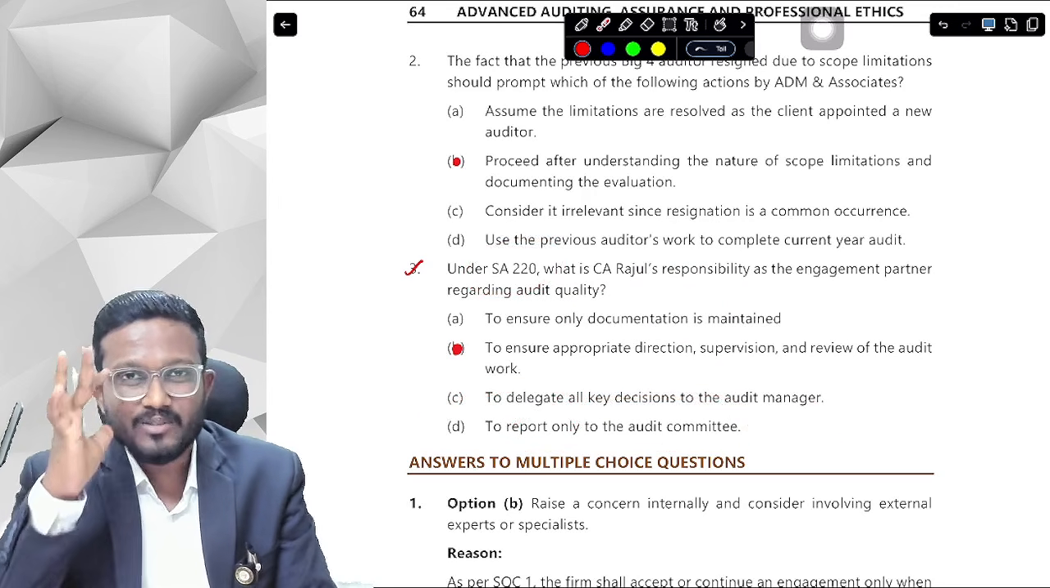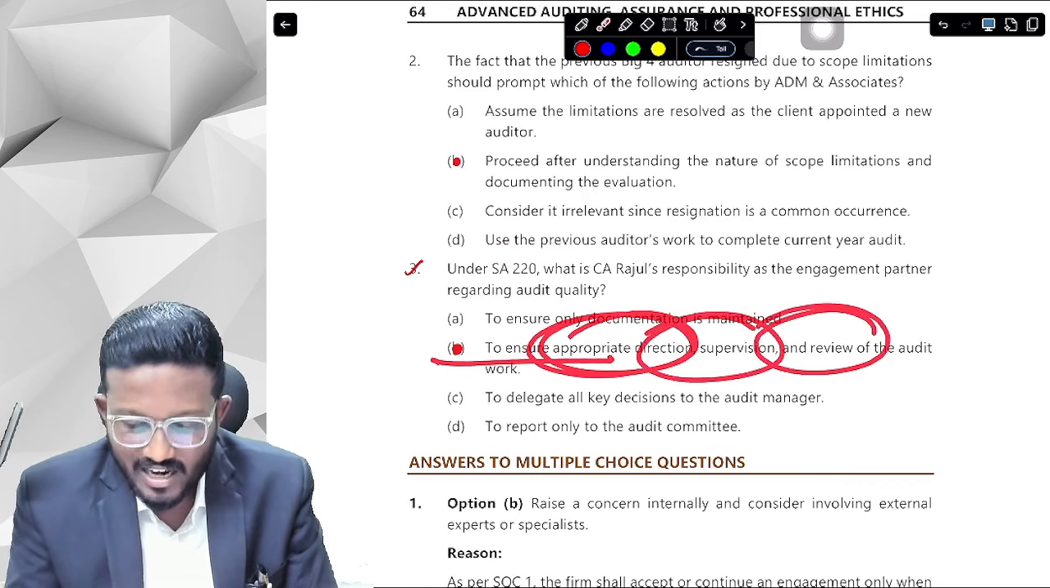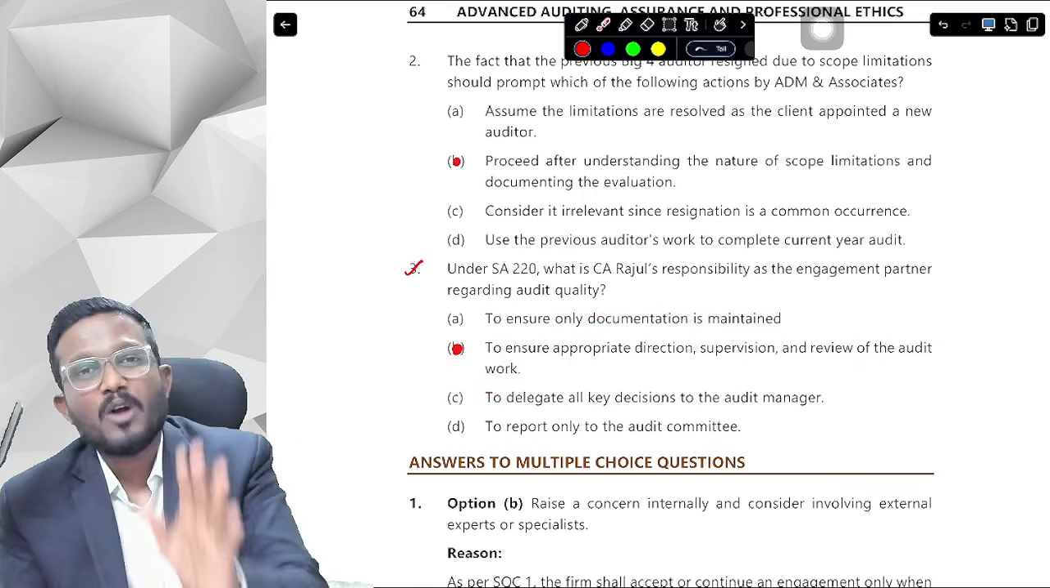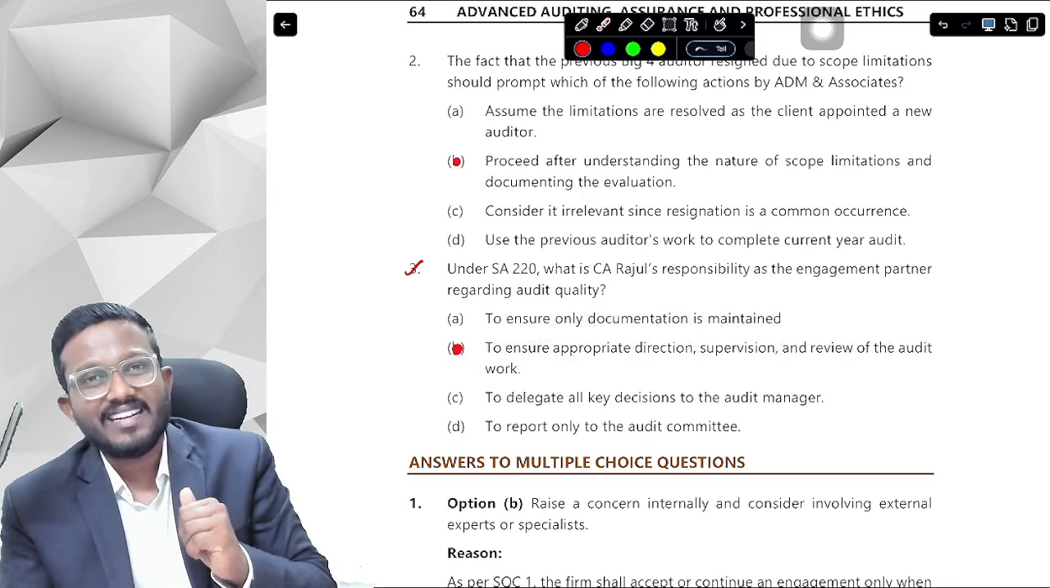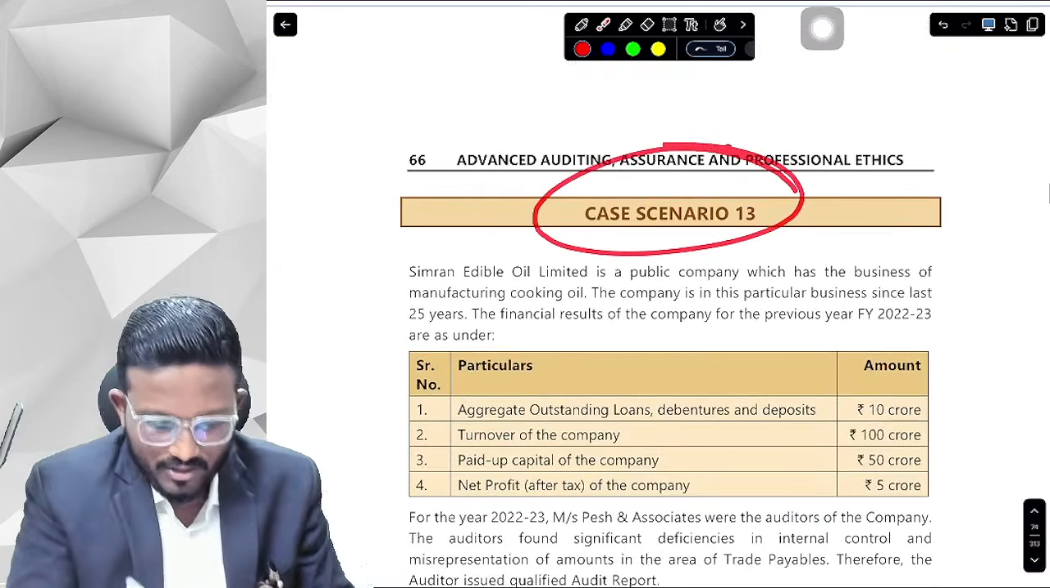What should we exactly do, sir, regarding the audit quality? We need to ensure that there is appropriate direction, supervision and review of the audit work. We need to properly DSR the work of our team members. Okay, yes sir, direction, supervision and review. This was your case scenario number 12. Let's do case scenario number 13.